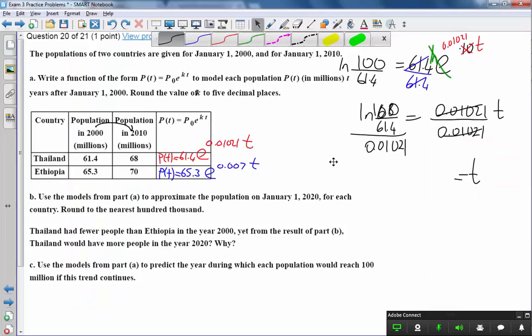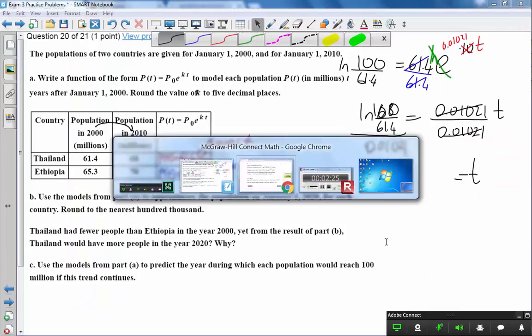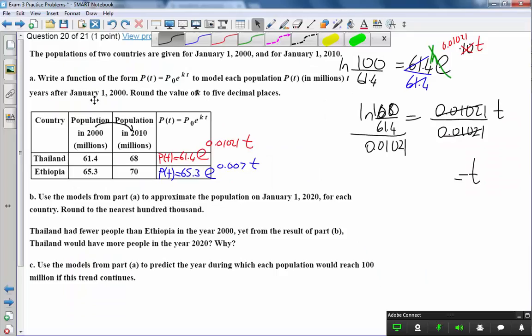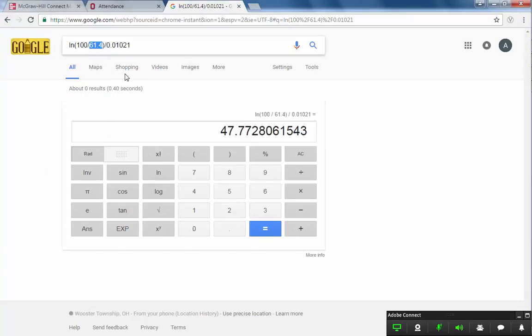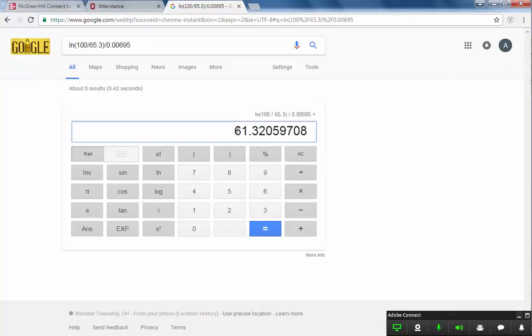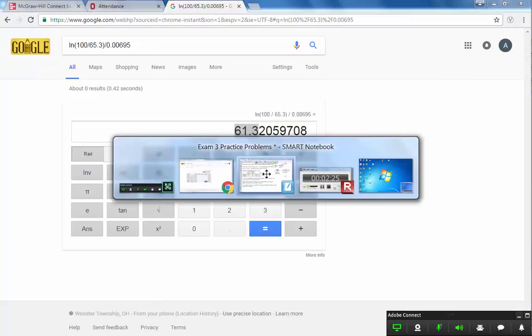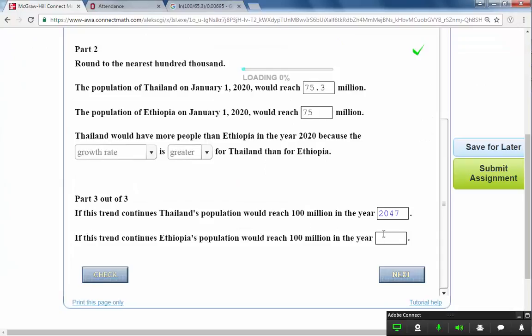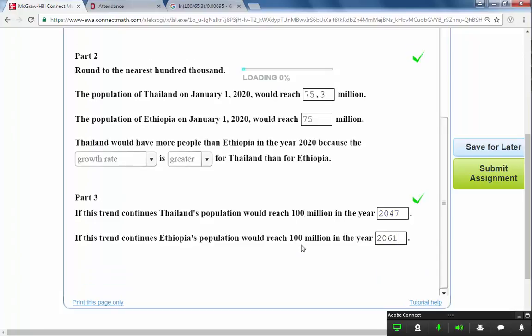For Ethiopia, you just need to flip these numbers into Ethiopia's numbers. So what was the initial value for Ethiopia? It was 65.3. And the rate is 0.0695. For Ethiopia, it's going to take a lot longer, 2061. Am I right, student? I think so. Okay. Good. That's it.